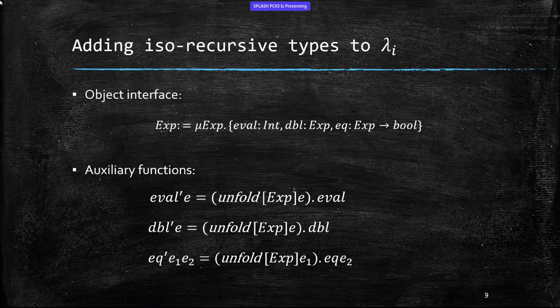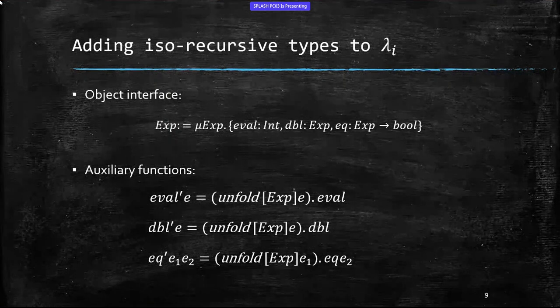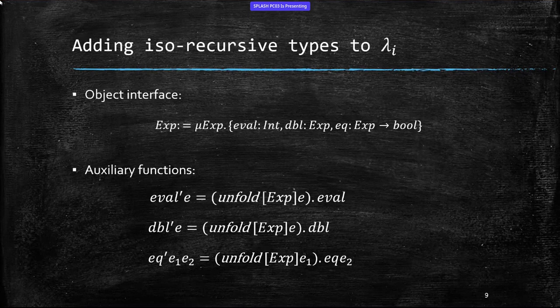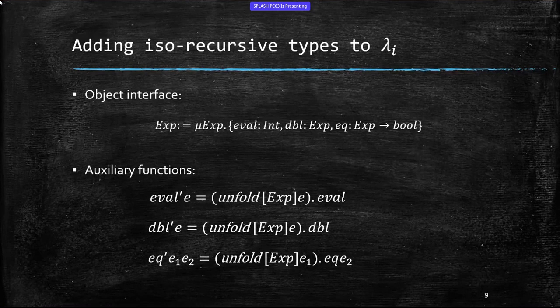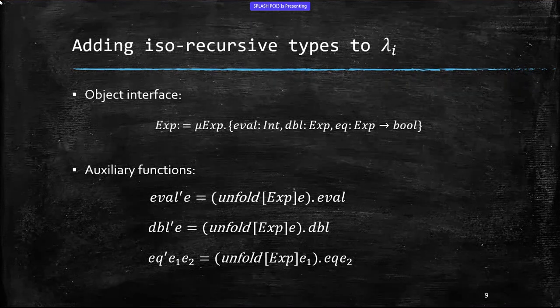Adding recursive types is helpful. For example, we might want to define such an object interface, X, encoded by recursive records. Here we use iso-recursive types, which means a recursive type is one step unfolding and not equal but isomorphic. We use the fold operation to construct a recursive type and the unfold operation to open a recursive type. For further use, we define three auxiliary functions that unfold the interface and call the corresponding method. Thus, we don't need the explicit self-type.